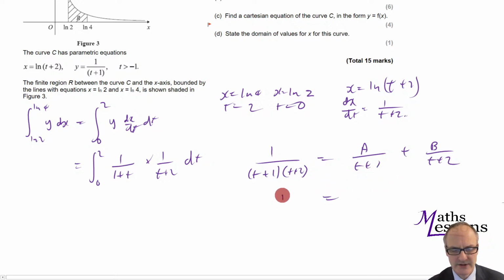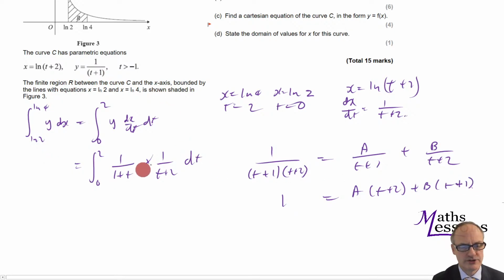It all depends. Now, so 1 will equal a times t plus 2. I'm not going to go into detail how to do partial fractions. That's for another time. We're more concentrating on this. But what you realise is we want to think, what do we times top and bottom by? We times by t plus 2 to create the same bottom there. So that means on the top I get a times t plus 2. And on the top here I'm going to get b times t plus 1. And they must equal 1.